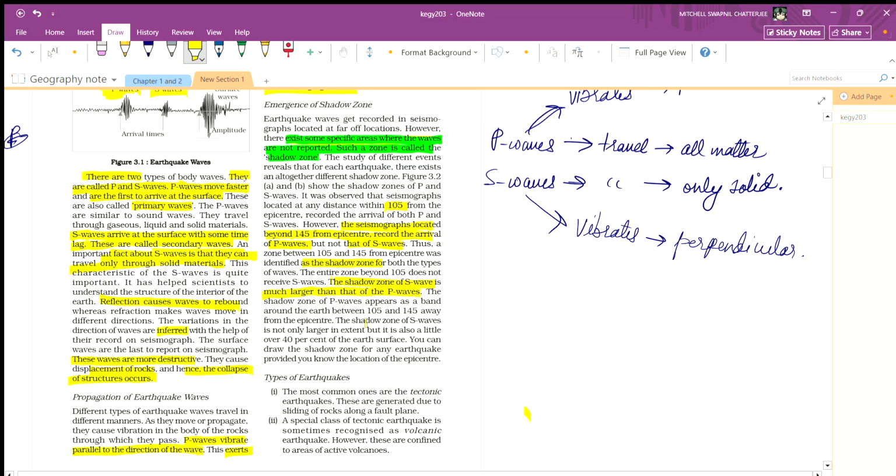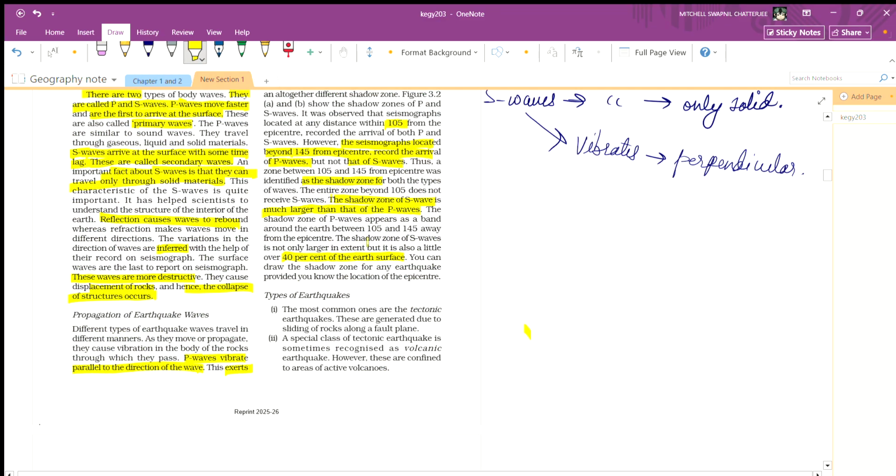The shadow zone of S wave is not only large in extent, it is also a little over 40% of the Earth's surface. You can draw the shadow zone for any earthquake provided you know the location of the epicenter.